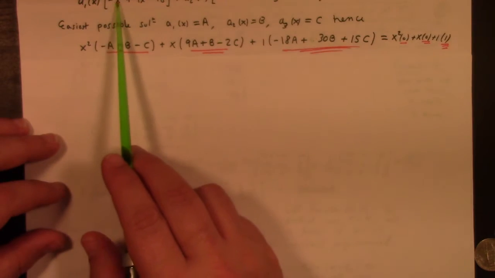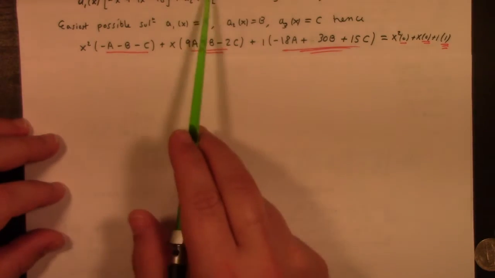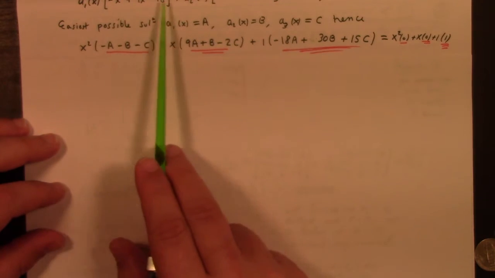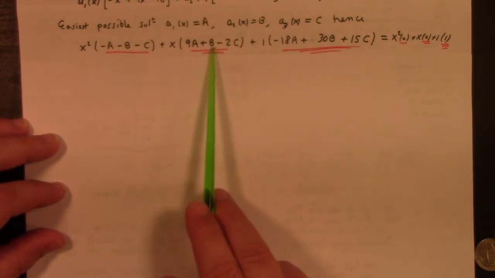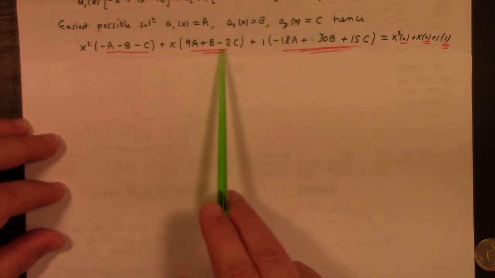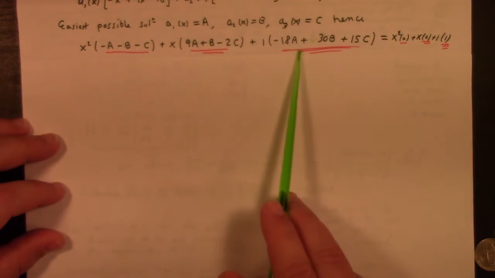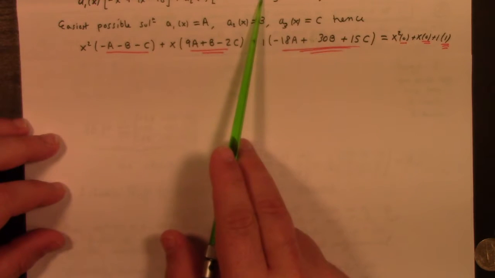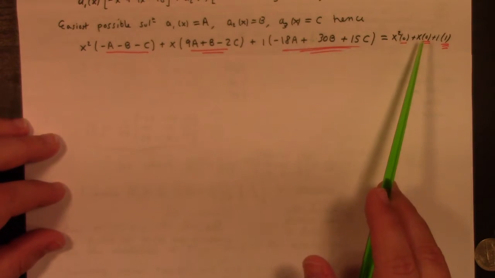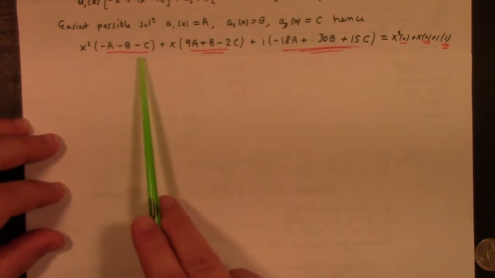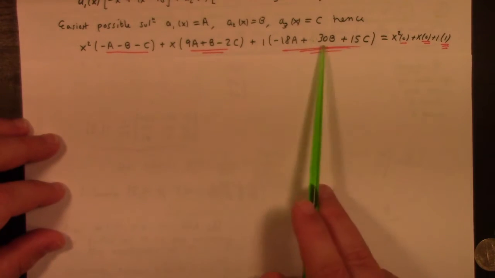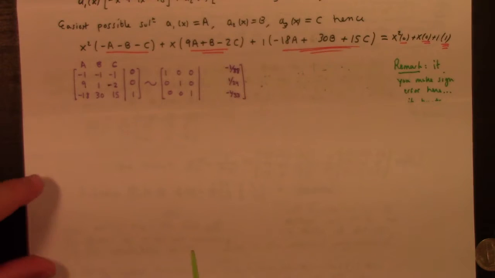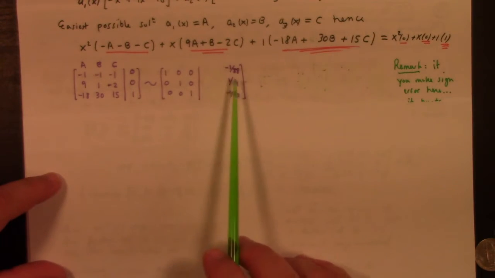So I collect together the x squared terms, I get minus a minus b minus c. I collect together the x terms, that gives me 9a, 9b. I mean, it should be b. And minus 2c, and then from the constants I get my minus 18a here, plus 30b here, and plus 15c, and those have to be respectively equal to 0, 0, and 1. So that's a job for row reduction. All right, so we do that.